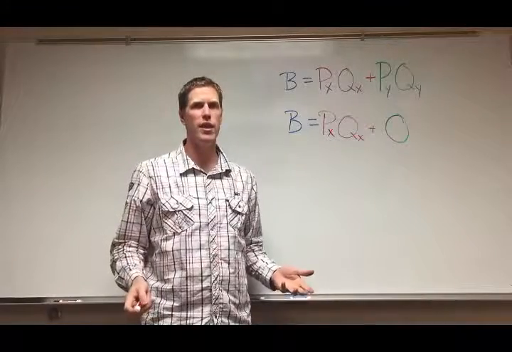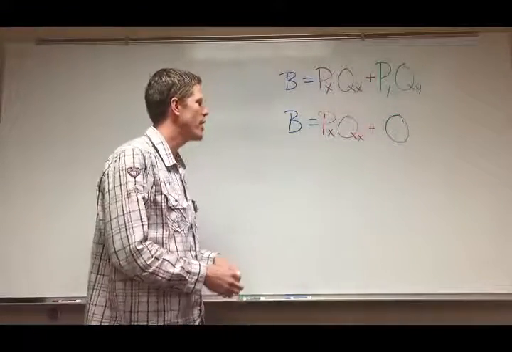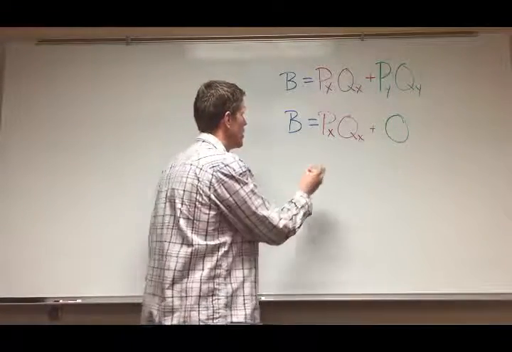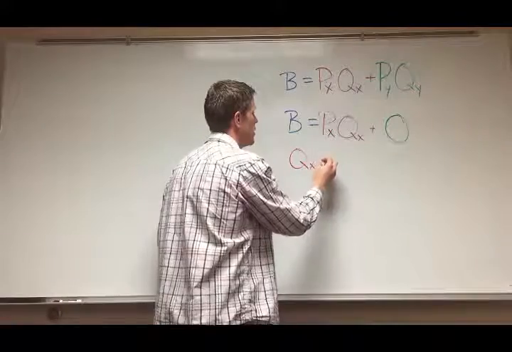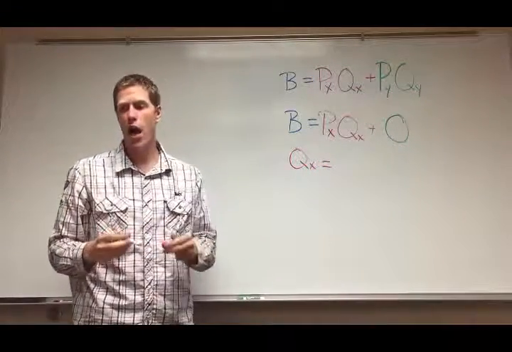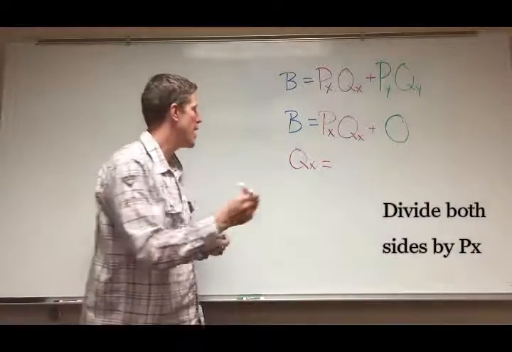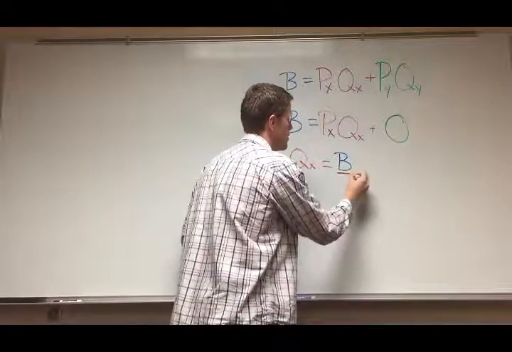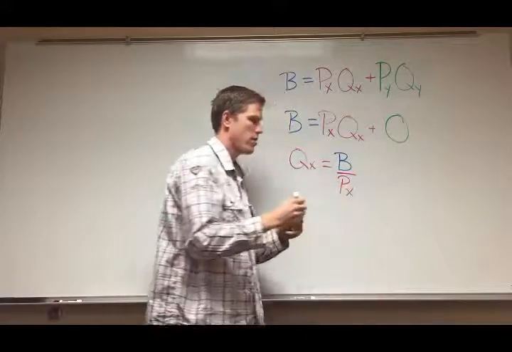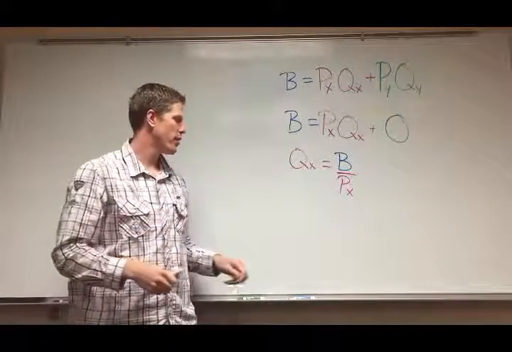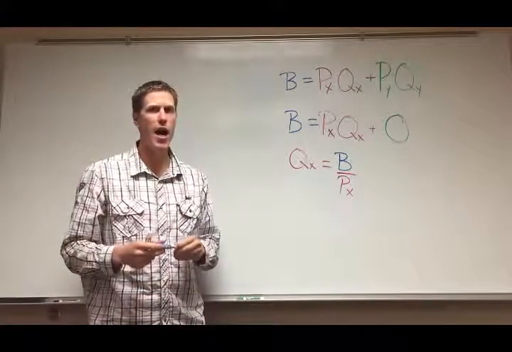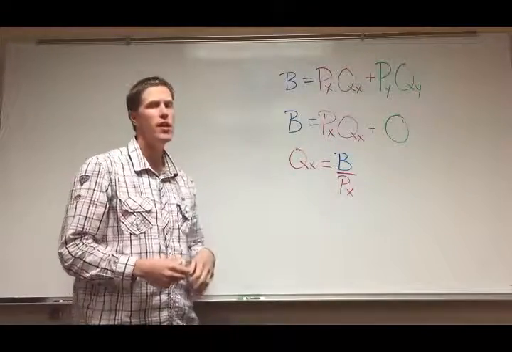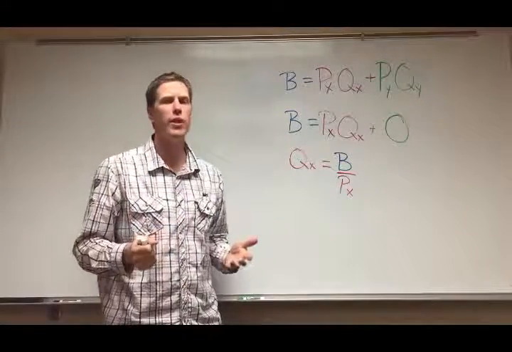How much X could we then consume? Well, we can figure that out. What we can do here is isolate our QX to be equal to our B over the PX. Now we have an equation form where, if we spent 0 on Y, we can think about what quantity of X we could actually consume. Well, you might think, who cares? We just rearranged this equation.